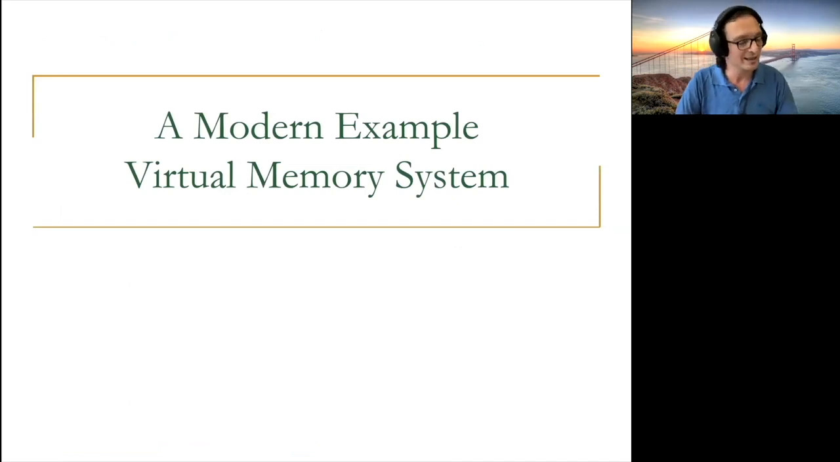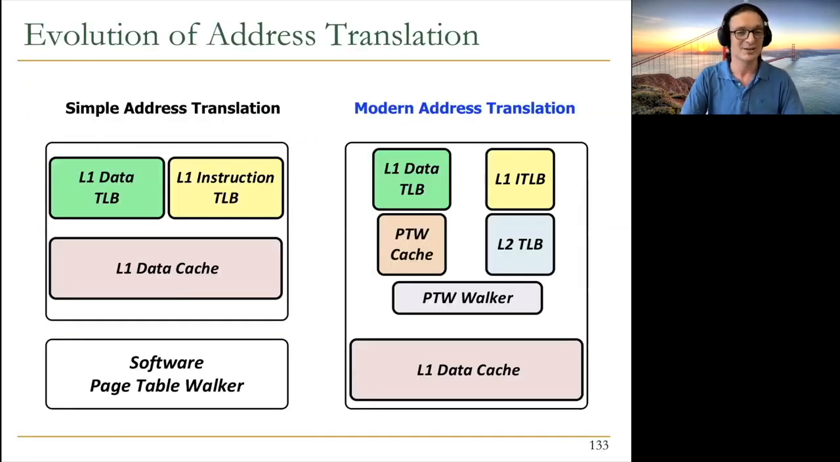Let me now quickly go over a modern virtual memory system in Intel Skylake, and then we're going to transition to the epilogue part. Address translation has evolved a lot. This is simple address translation in earlier systems. You have an L1 data TLB and an L1 instruction TLB, and an L1 data cache, which is not part of your translation system, but usually you access it concurrently with the TLB, as we discussed. And then there's a software page table walker like MIPS.